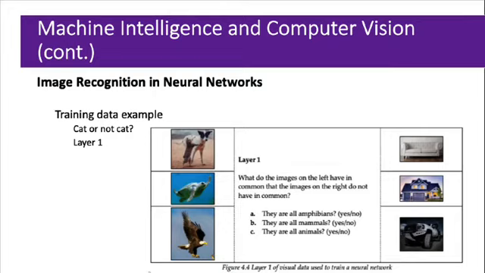Layer 1. What do the images on the left have in common that the images on the right do not have in common? A. They are all amphibians. B. They are all mammals. C. They are all animals.